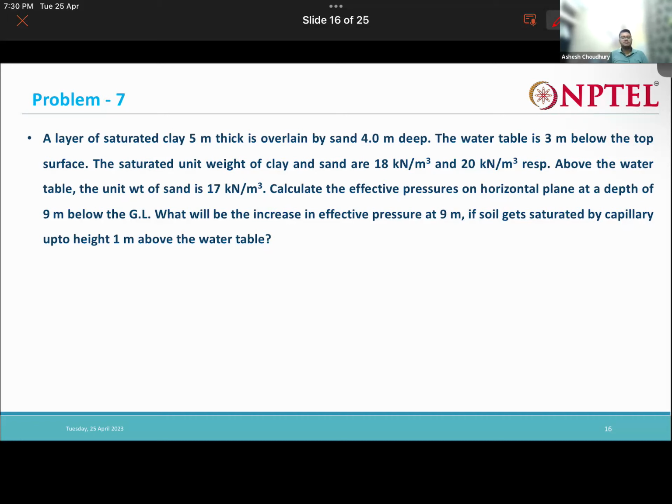Effective stress is nothing but the stress generated at the contact area of all the soil grains, right? So one is effective stress, one is total stress, and one is pore water pressure. Our total stress is equal to the effective stress plus the pore water pressure, right? Another name for pore water pressure is neutral stress or neutral pressure, because it acts all around the soil grain. That's why it's known as neutral stress or neutral pressure.